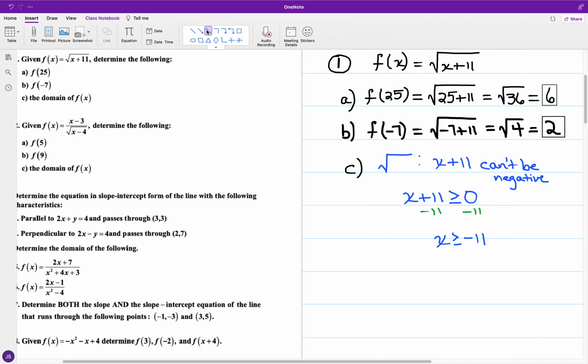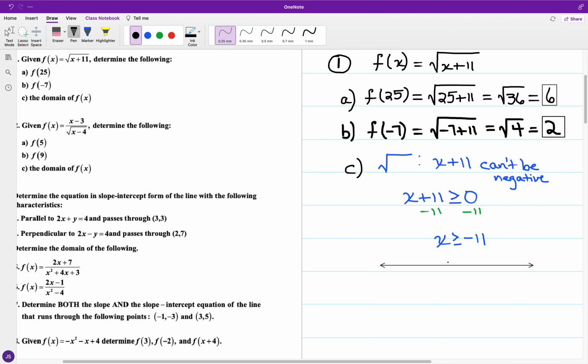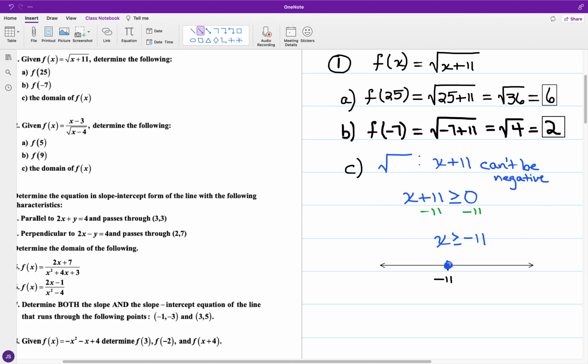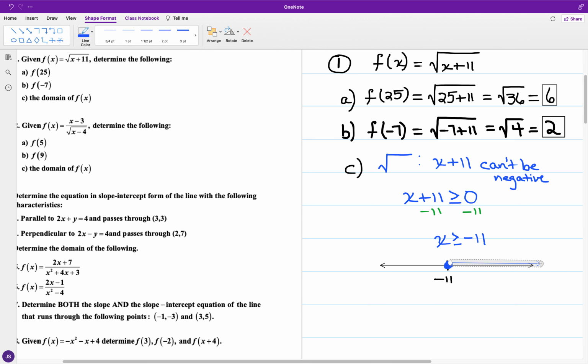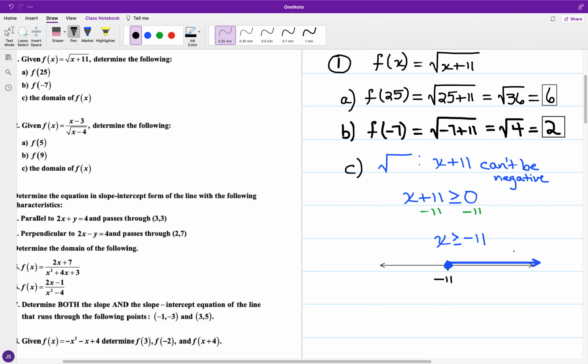Envisioning what is allowed among the values of x, we have negative 11, and this value is included thanks to the equal sign. Graphing is not mandatory, but if you were to graph, you would have a solid point on negative 11, and the rest of the values will be greater than. So we have a ray that goes to the right, and the upper limit will tend to infinity.